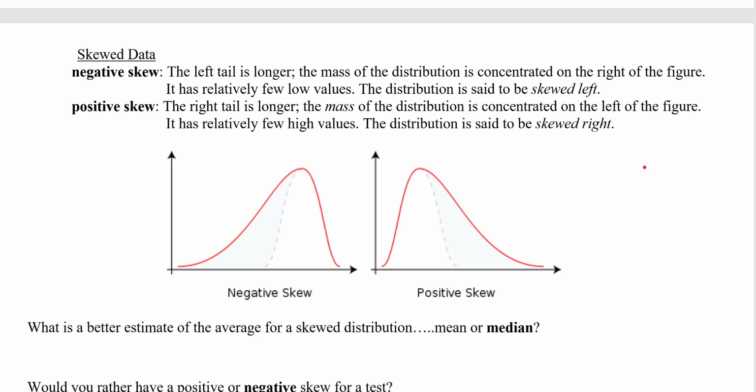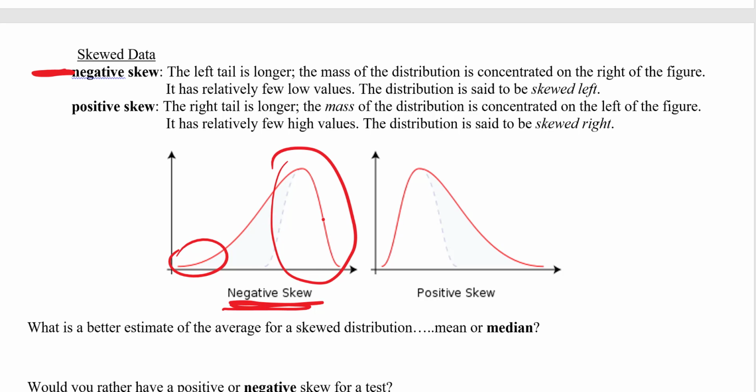So if you have a negative skew, let's look at the first one here. If you have a negative skew, the left tail is longer. So this is a negative skew down here, and you can see the left tail over here on the left. This is longer. And it's long, basically, but the mass of the concentration is still here. It's still to the right of the graph. Okay? And it has very few low values. So it has few low values and more higher values.